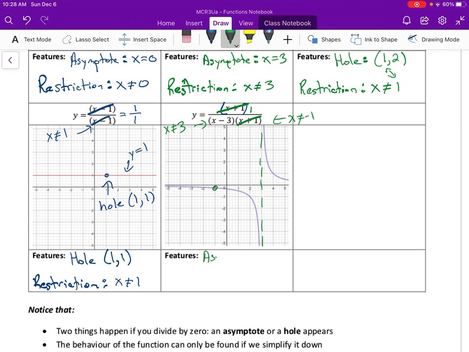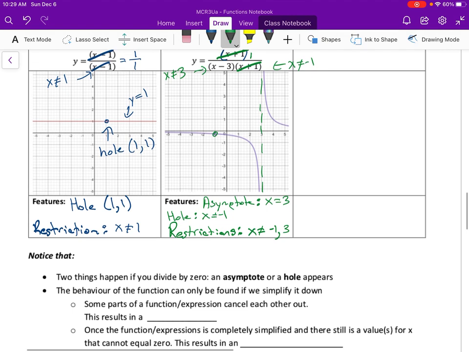So I've got two features here. I've got an asymptote, which is x equals 3, and then a hole at x equals negative 1. I'm not too worried about the y value, you're not going to have to worry about that. So that's my hole, that was the thing that divided out in the equation. And then my restrictions will match those two: x cannot equal negative 1 and positive 3. So I get two restrictions.